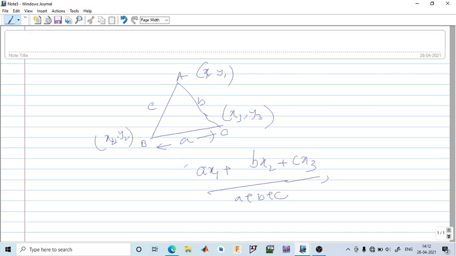Then the incenter coordinate will be ax1 plus bx2 plus cx3 over a plus b plus c, just as A of x1, B of x2, C of x3, and in a similar way we write A of y1 plus B of y2 plus C of y3 over A plus B plus C, right? This is the way we normally calculate the coordinates of the incenter.